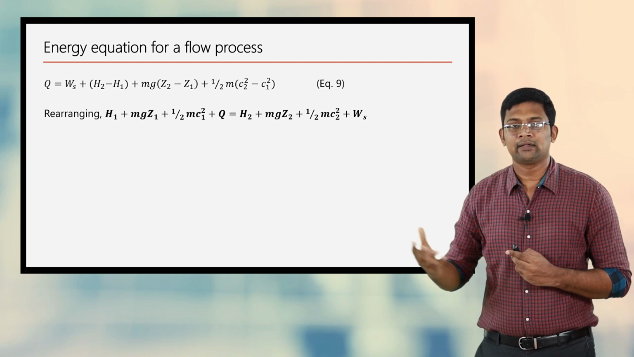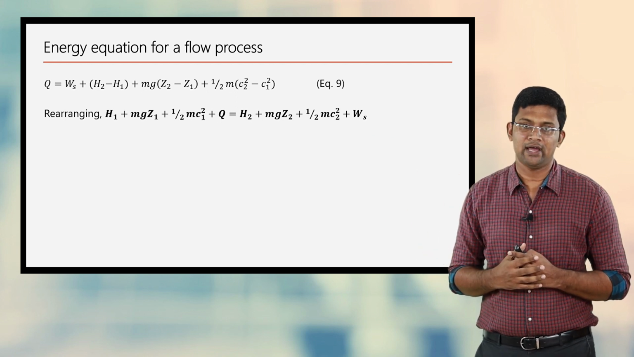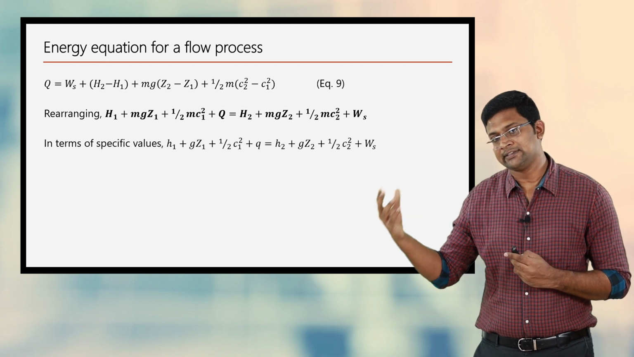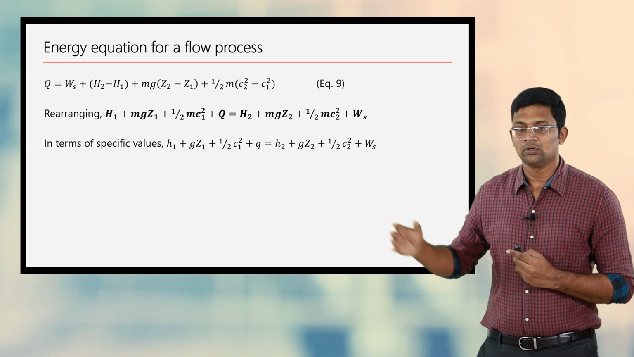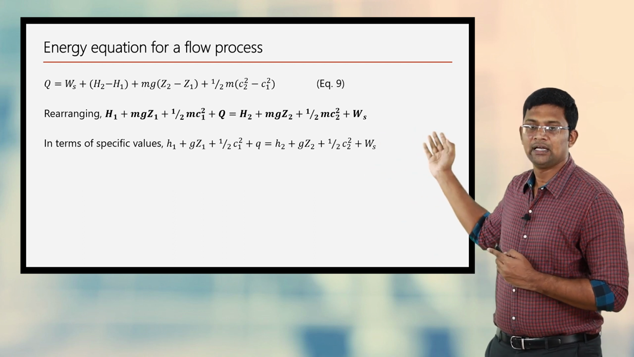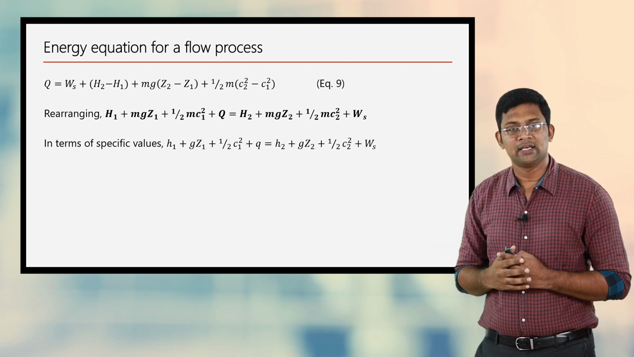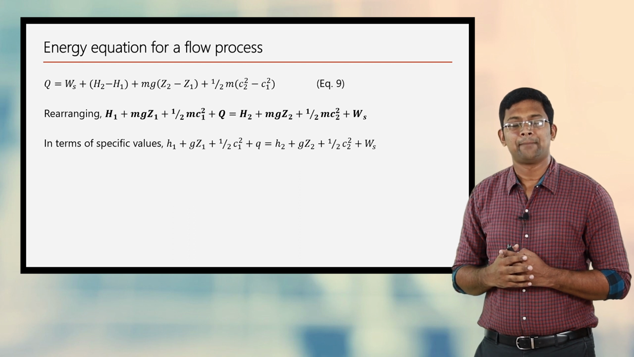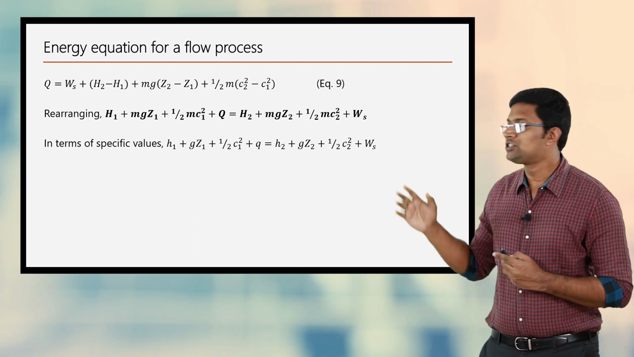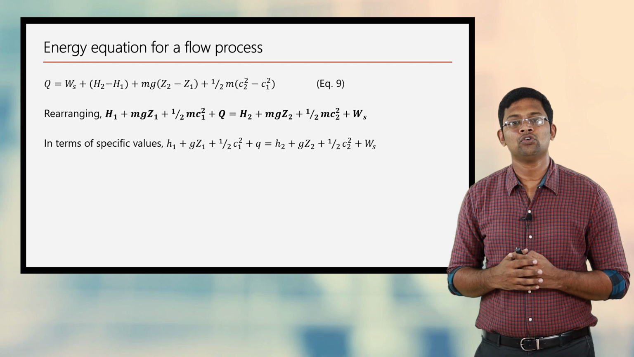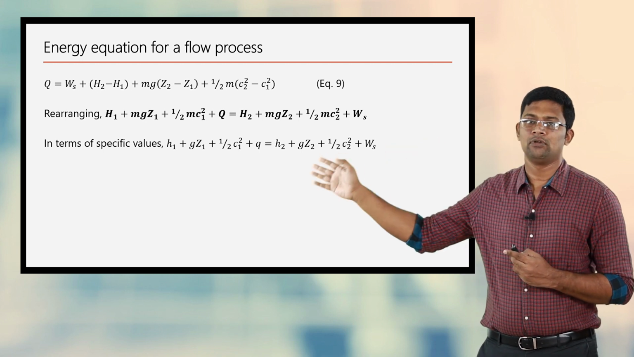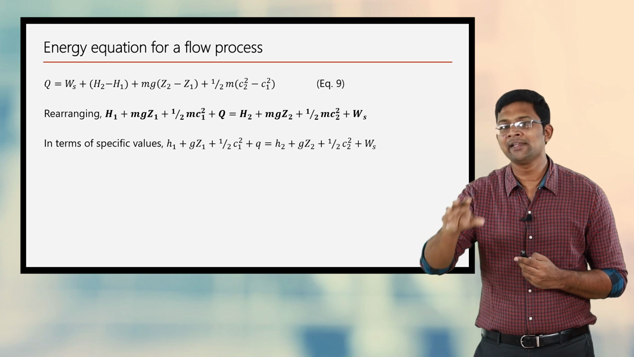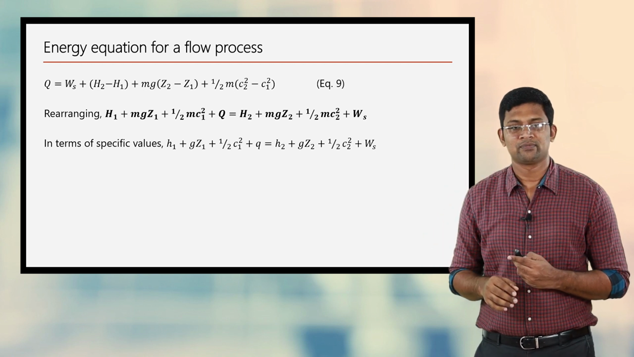You can again rewrite this expression in terms of the specific values. That means you can rewrite this expression where m is equal to unity, mass is equal to 1. So, the expression will be like this: h1 plus gz1 plus half c1 square plus q is equal to h2 plus gz2 plus half c2 square plus Ws. All the terms will be in small letters because we are writing in specific values.